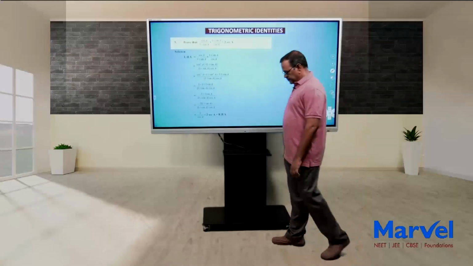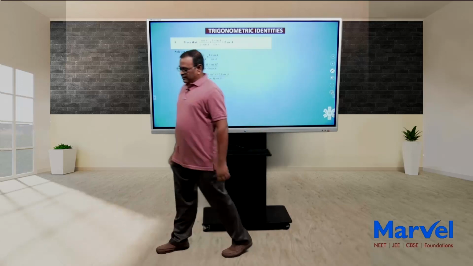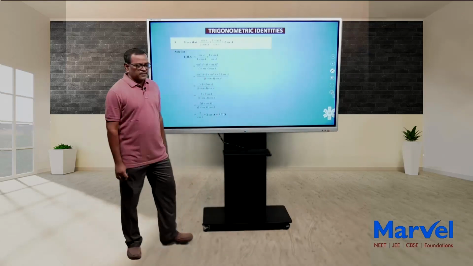Type 3, one of the very important types, the method of cross multiplication.